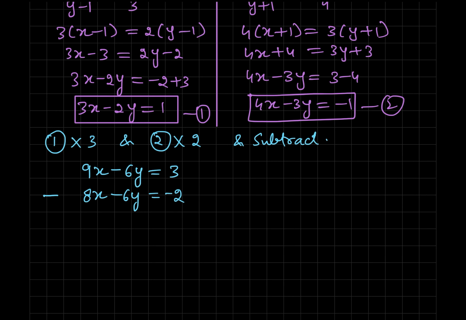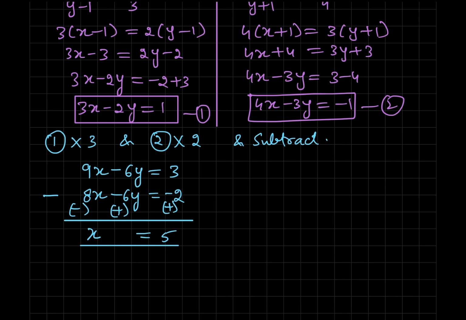Now I can subtract these two equations. When I subtract, I will have to change the sign first of all, and now I will make a line. 9x minus 8x is x, minus 6y plus 6y would get cancelled out, 3 plus 2 would give me 5. So we got our x value as 5.